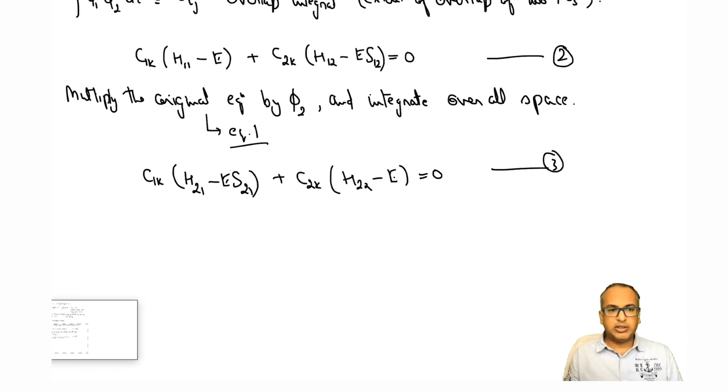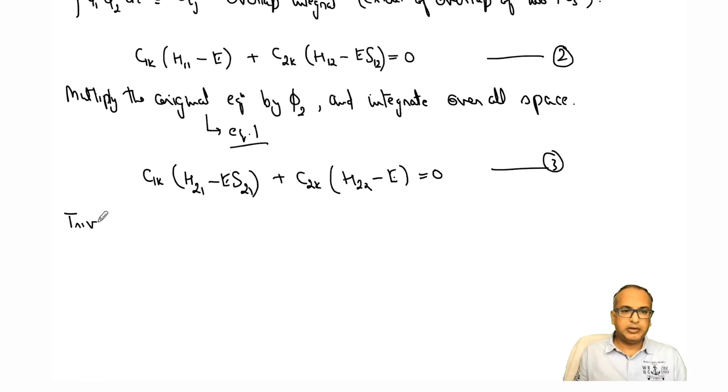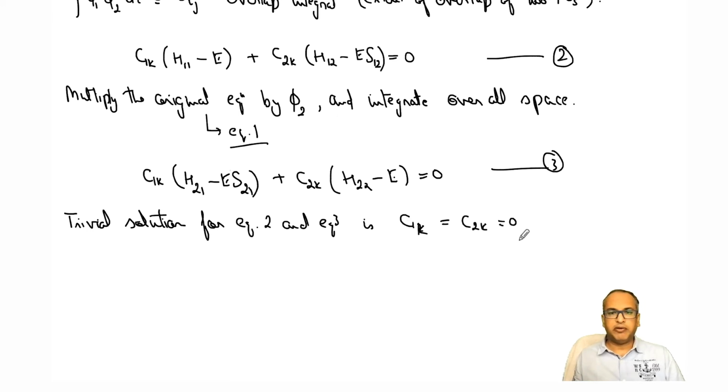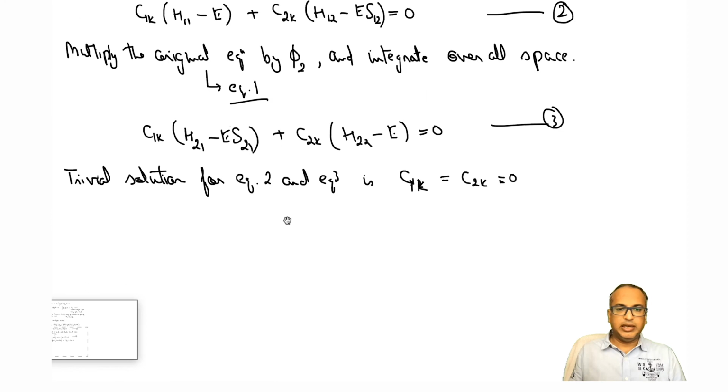Now the trivial solution for equation 2 and equation 3 is C1k equals C2k equals 0, and that will satisfy the whole thing. But we are not interested in putting all the coefficients equal to 0. That means there is no atomic orbital mixing, right? So that is the trivial solution which we are not going to take. Now let's see what the non-trivial solution is.